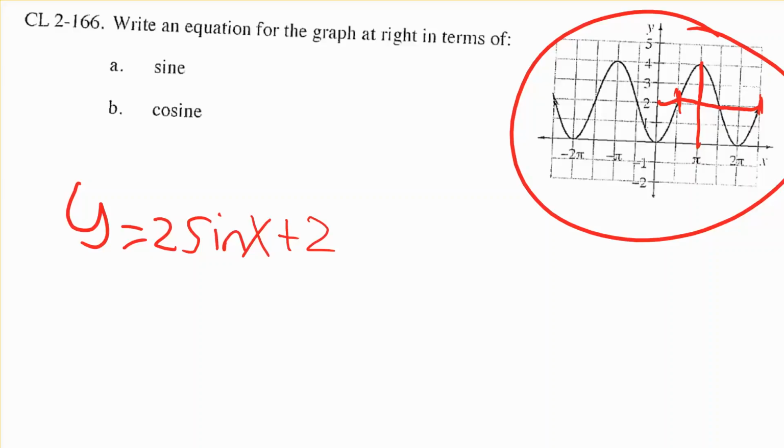But we also have to find the horizontal shift, so that's not the whole equation. We notice that it starts at pi over 2 after 0, so that's going to be sine of x minus pi over 2. And we already know the vertical shift, so that's the whole equation.